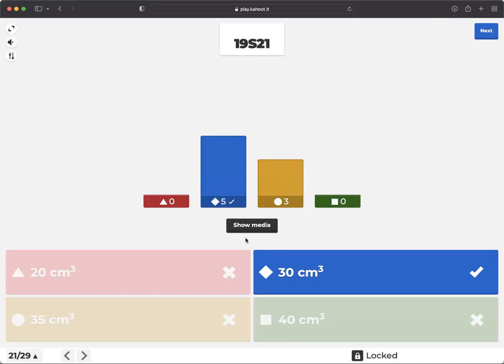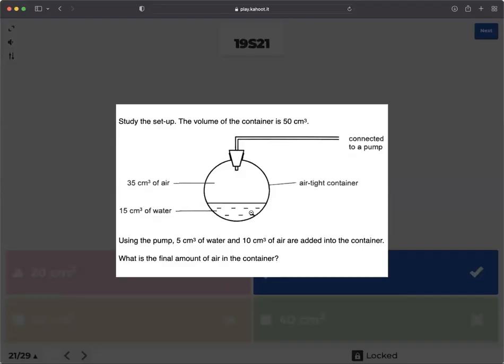Okay, let me go through this question. It says 3% got it wrong. Okay, using a pump, 5 cm cube of water and 10 cm cube of water are added into the container. So what's the final amount of air in the container?